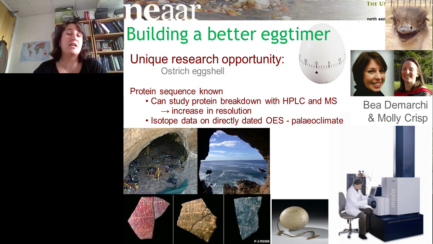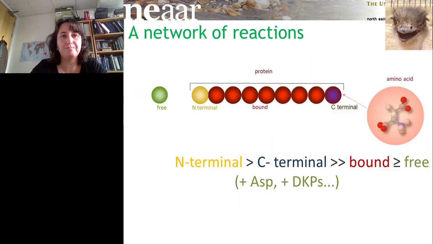But of course, within the ostrich eggshell are the proteins that we could potentially use to date it. What made ostrich eggshell even more exciting was that the protein sequence was known, so the ordering of the amino acids along that protein chain. That means we can study the protein breakdown not just using LC, as we had been before, but also using mass spec. And as an aside, you can get isotope data on the eggshell to tell you about paleoclimate. So it looked like a perfect material to work with.